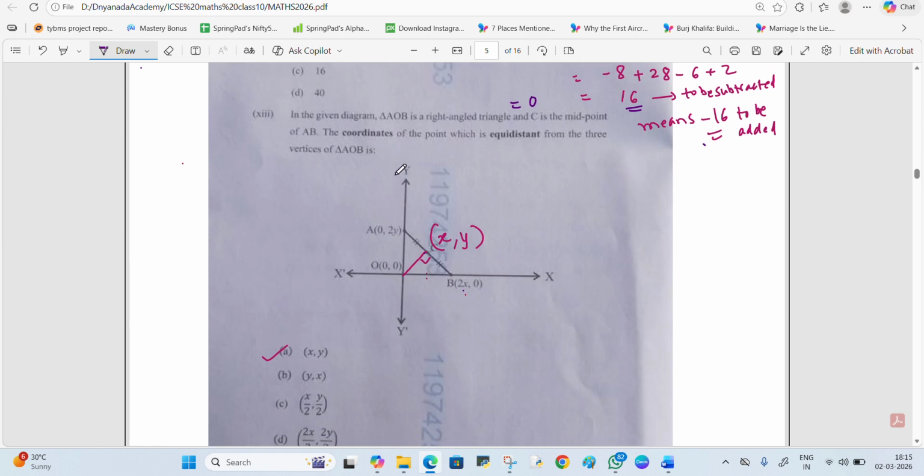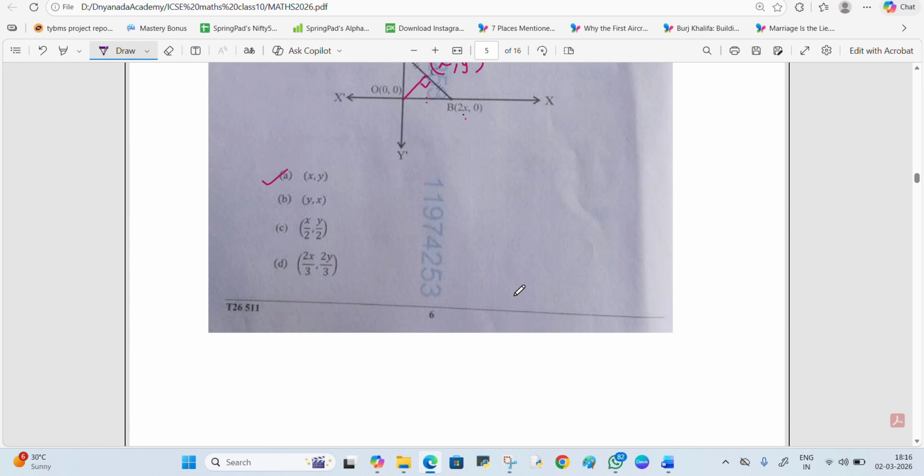Now here AOB is a right angle triangle, C is the midpoint. So calculate the coordinates of the point which is equidistant from A, B and O. So just calculate this x and y by the midpoint formula. You will get the value of C as x, y.